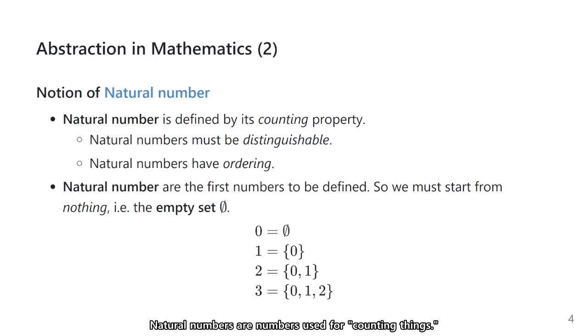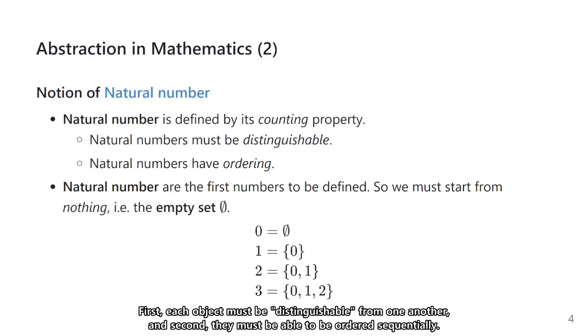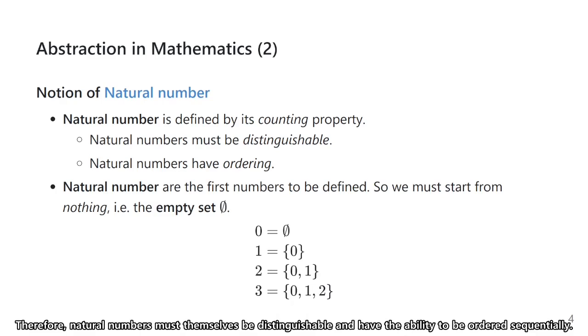Natural numbers are numbers used for counting things. To count, the objects being counted must have two properties. First, each object must be distinguishable from one another. And second, they must be able to be ordered sequentially. Therefore, natural numbers must themselves be distinguishable and have the ability to be ordered sequentially.